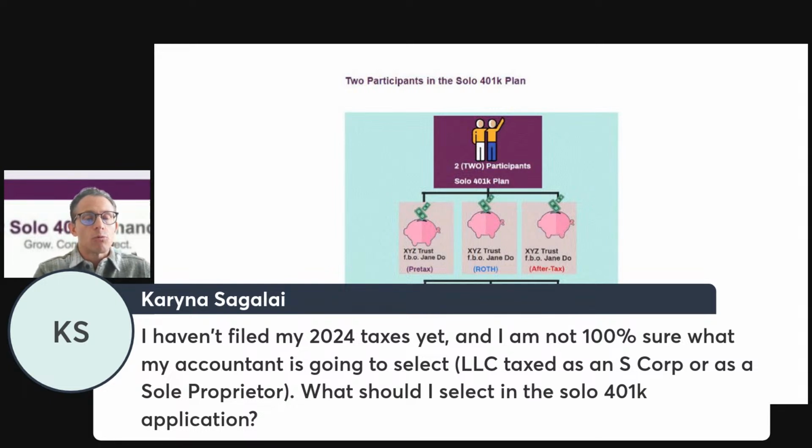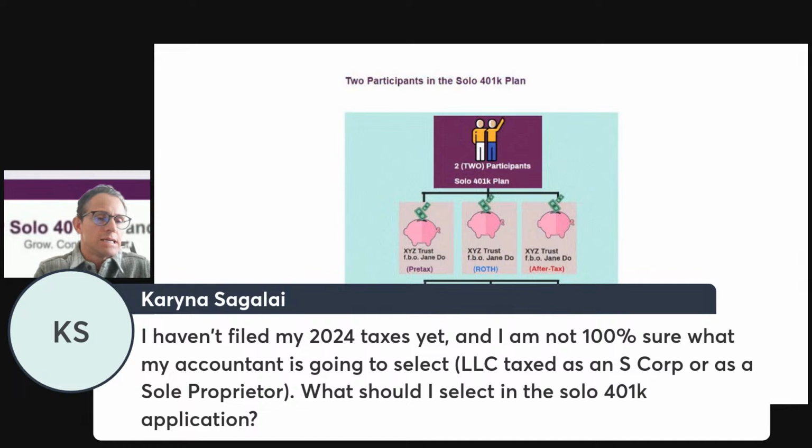Also, the rules are a little bit different too. If we're talking about an LLC taxed as a sole proprietorship, especially in your case, if you're trying to make contributions to the plan for 2024, or if it's just set up as a sole proprietorship, you're going to be able to make employee contributions for 2024 by April 15 of this year. So you'll be able to open that solo 401k plan by April 15 and make contributions by April 15 for 2024.